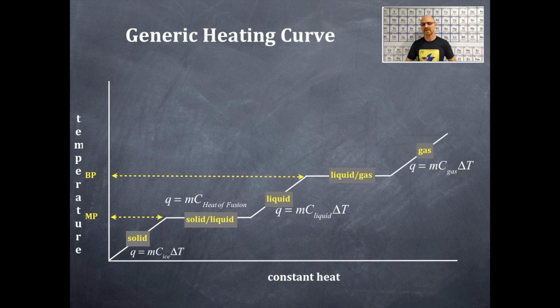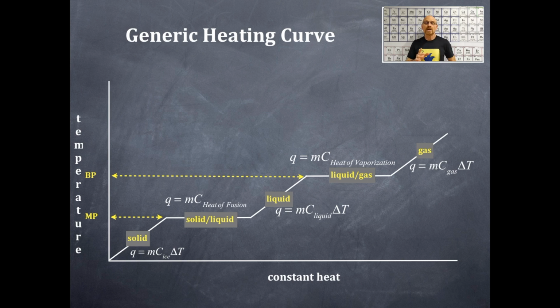Now, the next flat section of this graph corresponds to the boiling point. And that is the Q is equal to MC. The C is the heat capacity for the heat of vaporization. Now, also at this flat section, there is no delta T, there's no change in temperature, but there is interconversion between the liquid and the gas state, or the gas and the liquid state at this point in time.